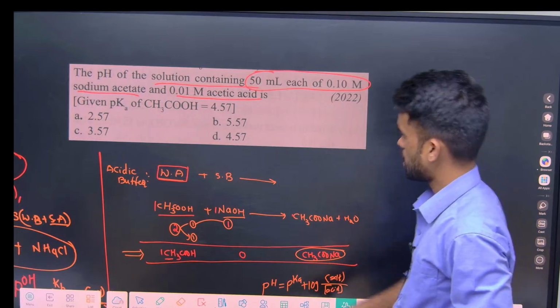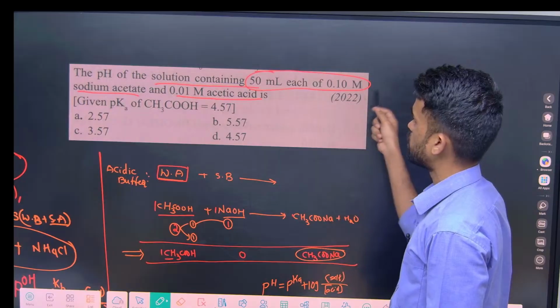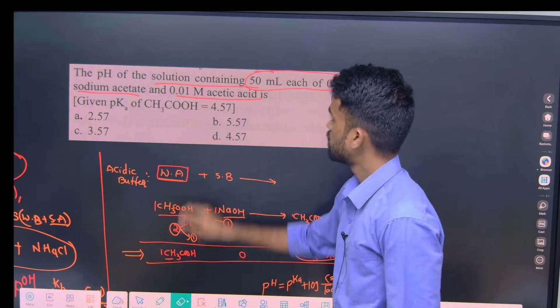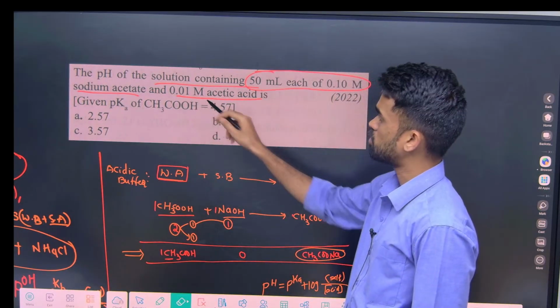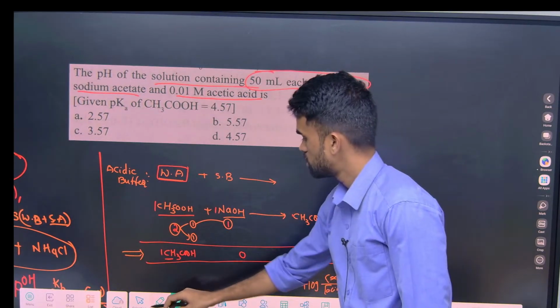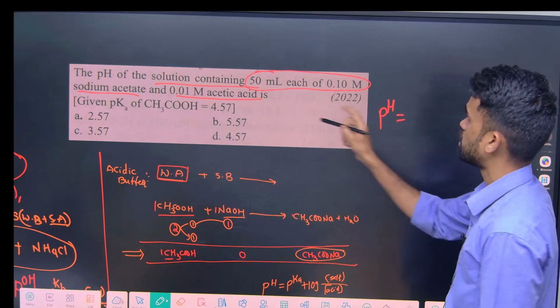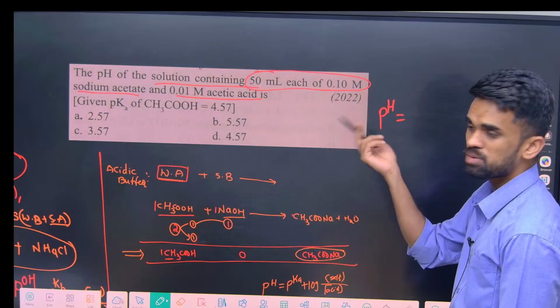For this question: the pH of the solution containing 50 ml each of 0.1 molar sodium acetate and 0.01 molar acetic acid. Tell me, how can we do this? Easy. First we decide whether it is an acidic buffer or a basic buffer. Acetic acid is there, which means acidic buffer.